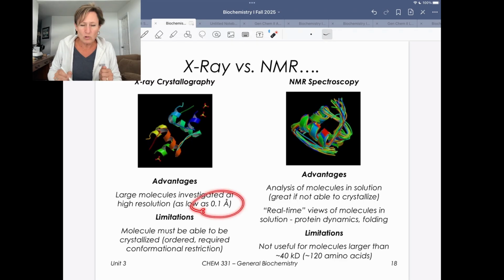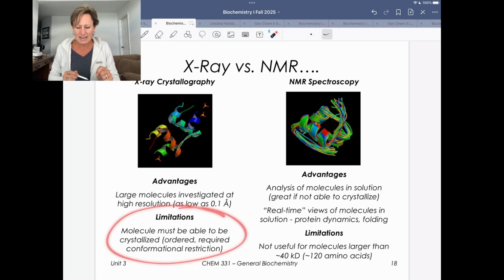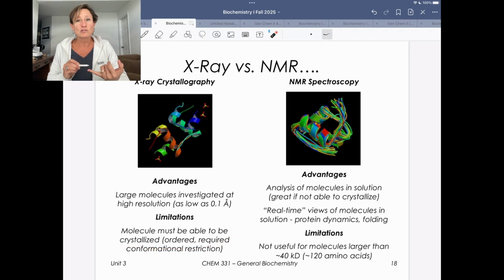So the smaller the number, the more confident you are in the position of that atom. Solved to a 0.1 angstrom resolution means I'm pretty confident that this atom is right here, plus or minus 0.1 angstroms. Again, the limitation for X-ray crystallography is that your molecule must be able to be crystallized, right? Which requires it to be ordered.